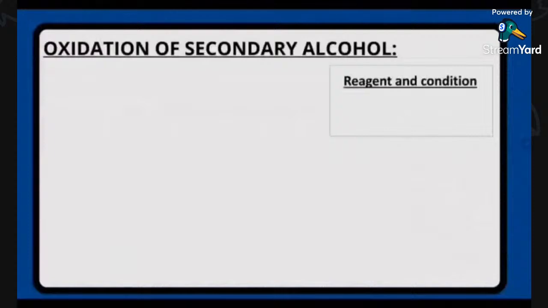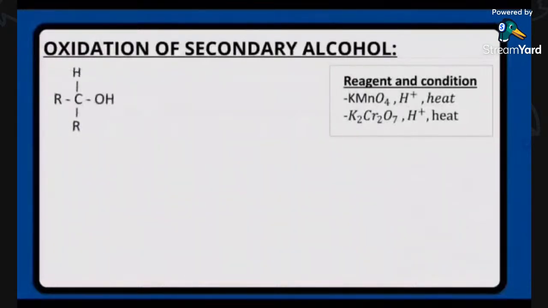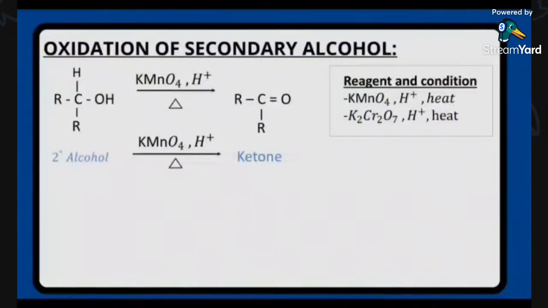So we go to the oxidation of secondary alcohol. For secondary alcohol, the reagent and condition, we can choose either one: KMnO4, H plus, heat, or K2Cr2O7, H plus, heat. The product will be the same, so we can choose either one. Here, this is secondary alcohol because there are 2 R attached with carbon and it reacts with KMnO4, H plus, heat to produce ketone. So this is ketone.